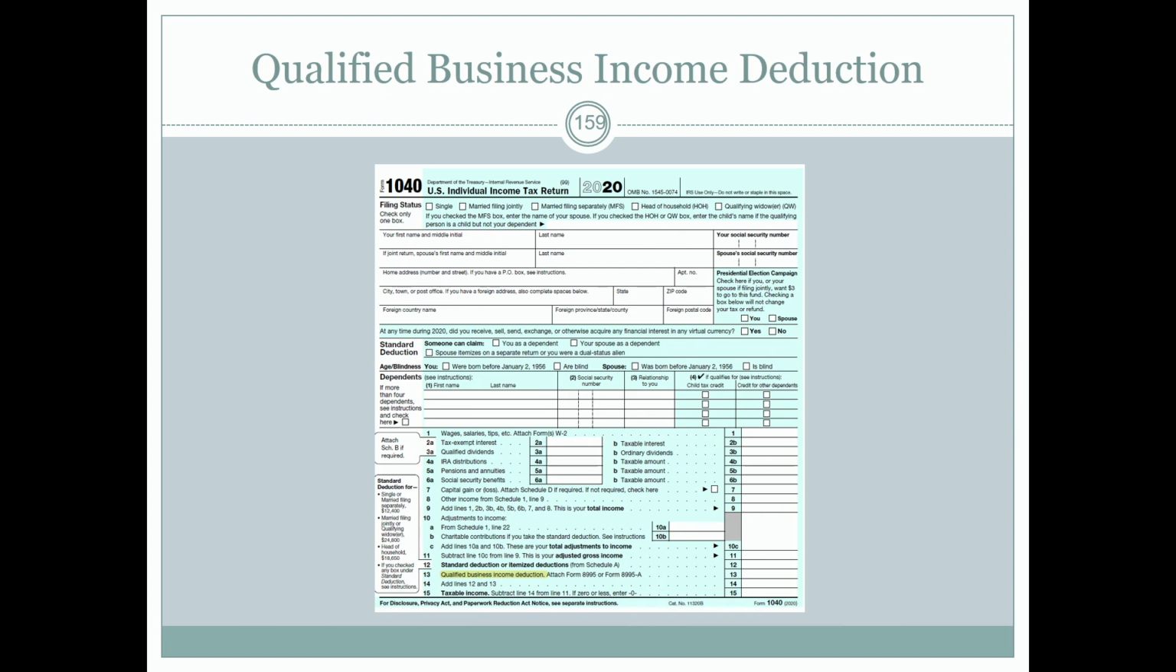Also, there is another stipulation on line 13, which is the qualified business income deduction that we'll talk about a little later on.